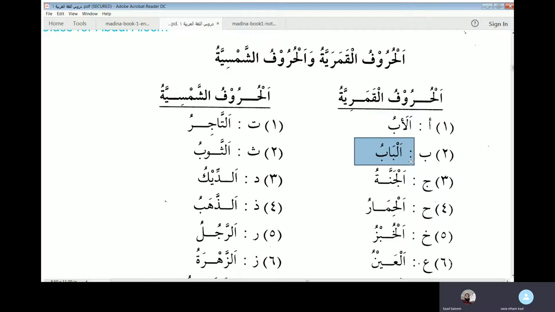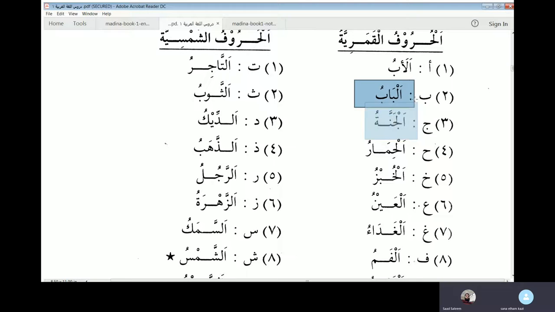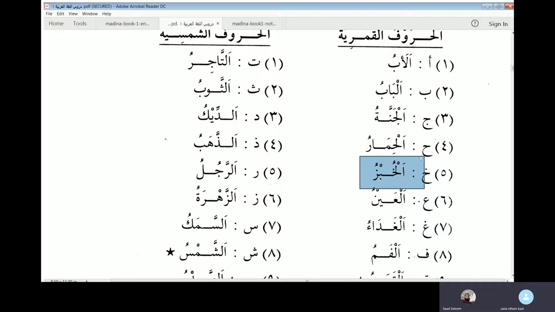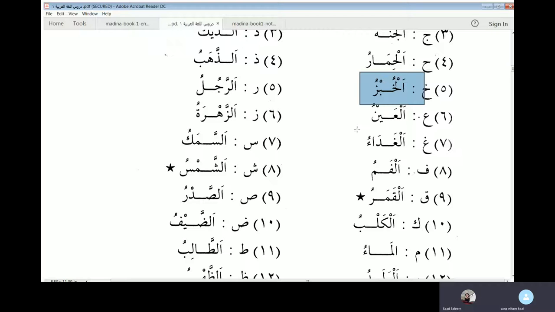Al-Abu, the dad. Al-Babu, the door. Al-Jannatu, the garden. Al-Himaru, the donkey. Al-Khubzu. What is khubzu? The bread, okay. Al-Ayn, the eye. Al-Ghadao. Ghadao is tomorrow. Ghadao is? The lunch. Al-Ghadao, the lunch.